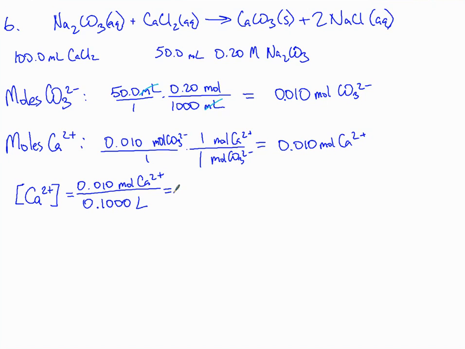I don't trust myself. 0.1. I would label this with a capital M, molar. It just means moles per liter. And that's calcium ions. If you wanted to, you could label it as 0.10 moles per liter. That's just more writing, it's more typing.